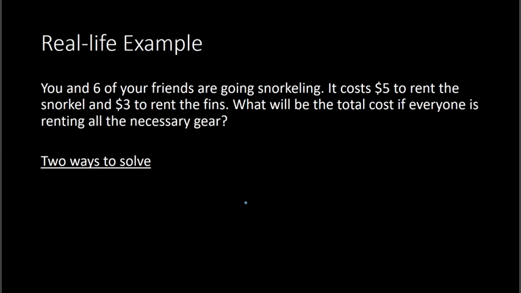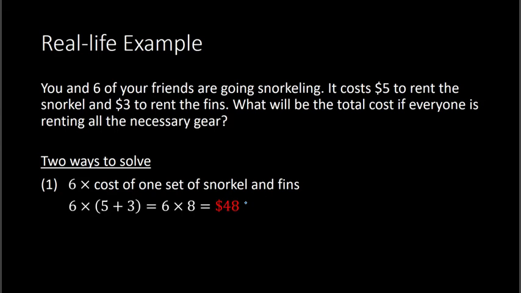So let's just look at your friends. Looking at what your friends would have to pay, you have 6 friends. One way to solve is to take those 6 friends and multiply by the cost of the entire set. The entire set is $5 plus $3. So we could take 6 times the 5 plus 3, which is 8, to get $48 total.